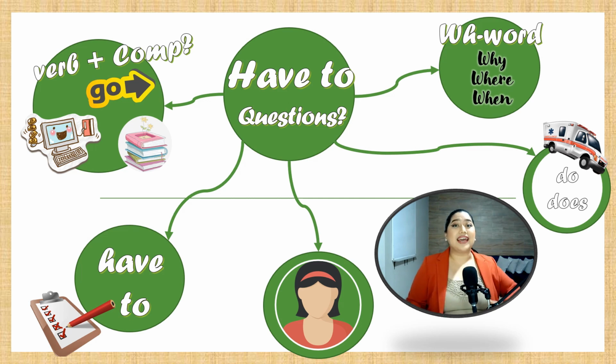Follow this map and form your own example. But one more time. First of all, one word. Then the auxiliary, do or does. Don't forget the subject, and of course the modal verb have to, and a verb plus a complement, right?